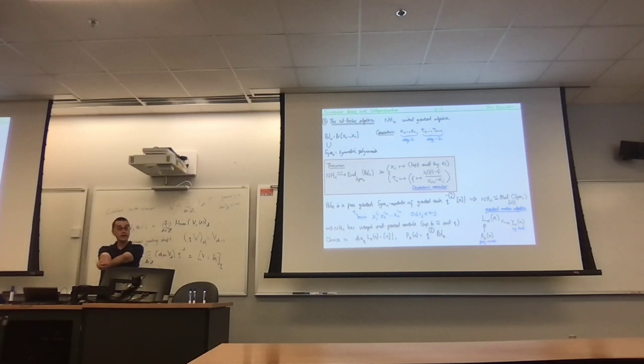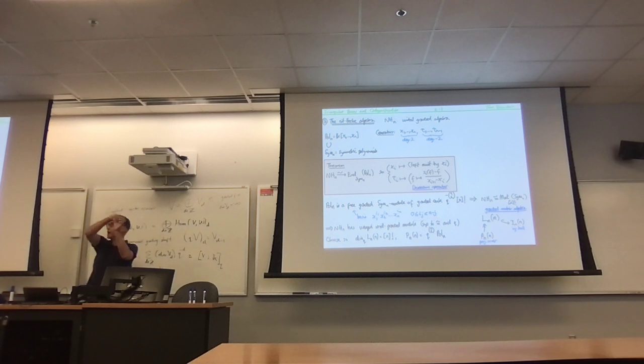Pol_n is a free graded Sym_n module. So this is what I'm writing here. Pol_n is a free graded Sym_n module. And to get a basis, you take these monomials, x_1 to the i_1, x_2 to the i_2, dot, dot, dot, x_n to the i_n, where the powers satisfy 0 is less than or equal to i_j is less than or equal to n minus j.